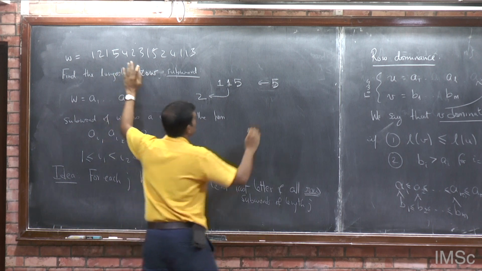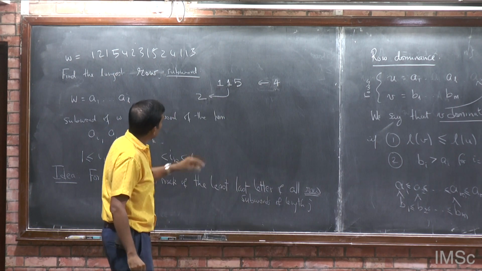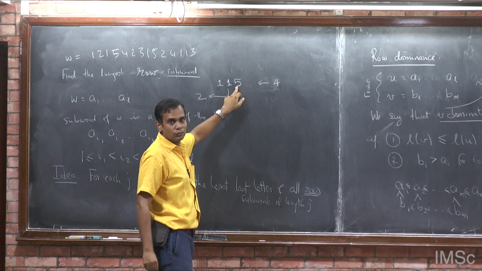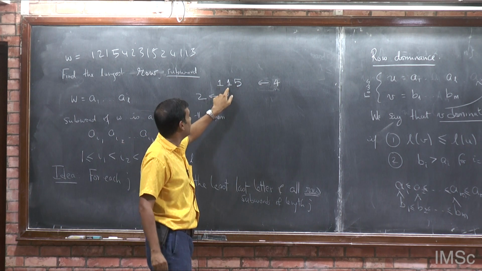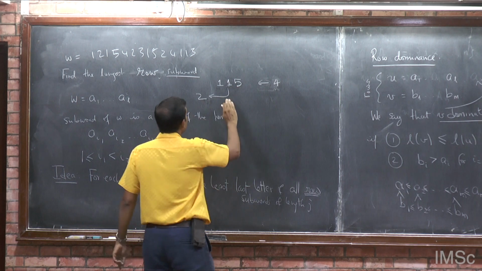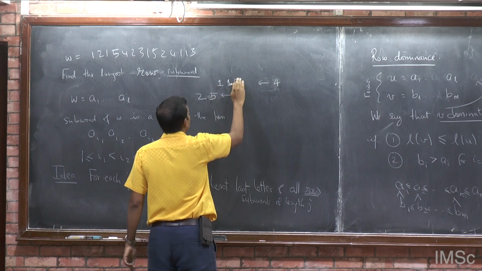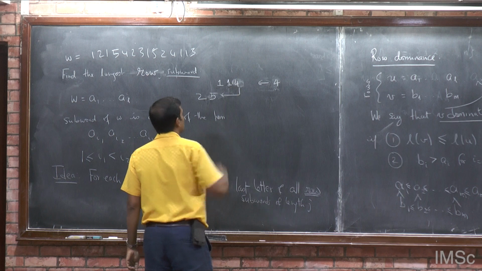Now, 4 comes in. So I can improve this 5 to a 4 now, because I had a subword of length 2 ending with 1. So I can tag the 4 to the end of it. So I have improved this 5 to a 4. So I will throw out this 5 and put in a 4 here.